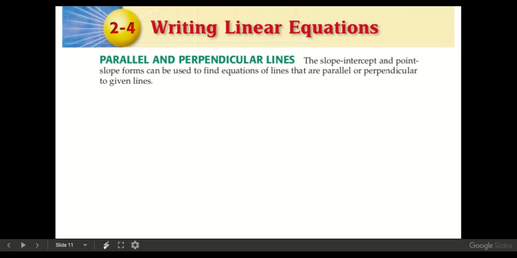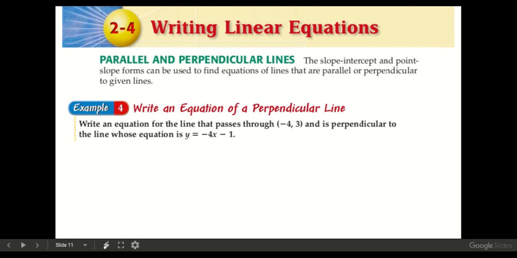So parallel and perpendicular lines. The slope-intercept and point-slope forms can be used to find equations of lines that are both parallel or perpendicular to given lines. So here's an example. Write an equation of a line that passes through the point -4, 3, and is perpendicular to a line whose equation is y equals -4x minus 1. So remembering perpendicular lines have opposite and reciprocal slopes is going to be really helpful in this problem.